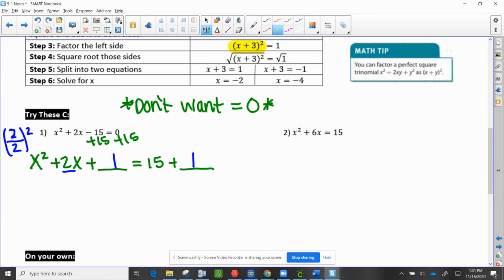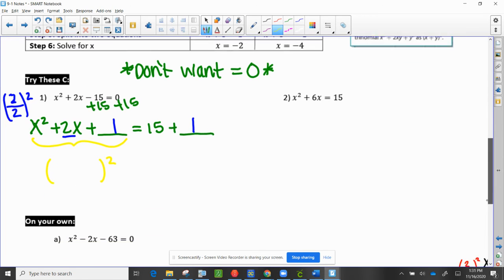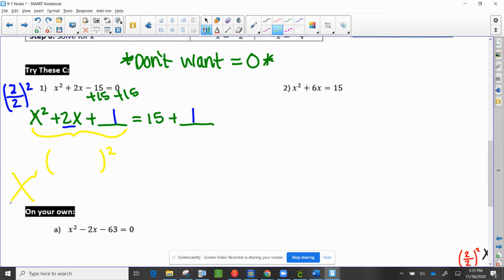Now what I have to do is take this left side and factor it. It's going to factor to be a perfect square trinomial, meaning it's going to be something squared. So I would need factors of 1 that add to 2. Well, 1 times 1 is 1, and 1 plus 1 is 2. That's why it gives us this quantity squared part, because this is technically x plus 1 times x plus 1, or x plus 1 squared. Equal to, on the right side, I have 15 plus 1, which is 16.